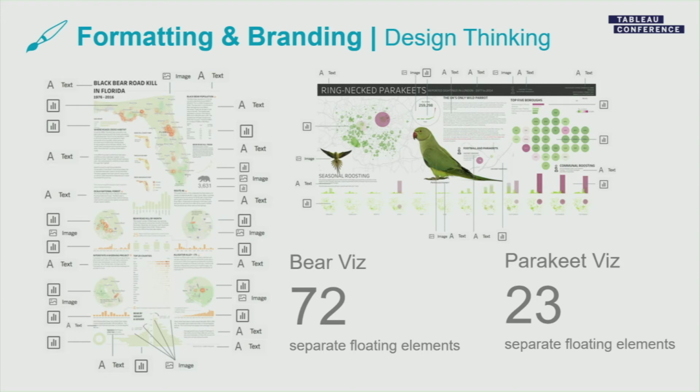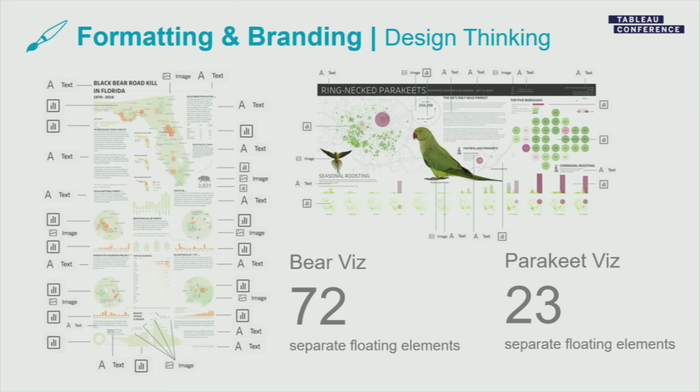So these are two of my visualizations. The one on the left is all about black bear roadkill in Florida. Don't ask. 72 separate floating elements. I don't know if you know the difference between tiled and floating. Some of you may not and may do. We'll have a look at that in a minute. 72 separate floating elements. Same again, they're just sheets and images and text boxes. That's all done in Tableau.